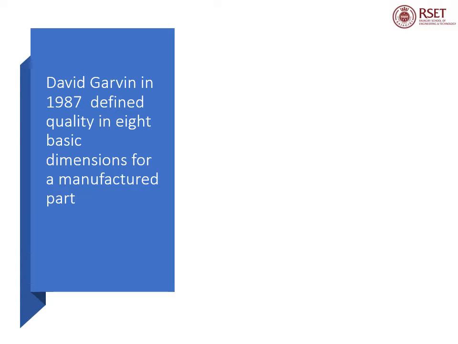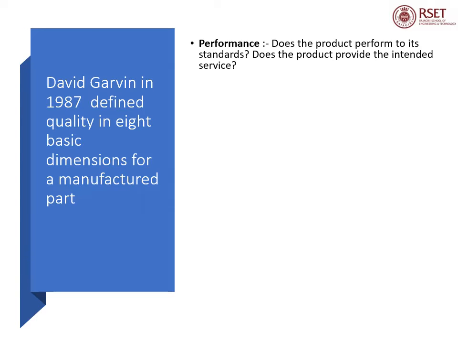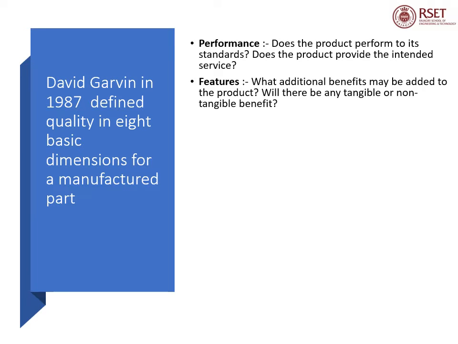David Garvin in 1987 defined quality in 8 basic dimensions for a manufactured part. Let's see what these 8 dimensions mean. First is performance. Does the product perform to its standards? Does the product provide the intended service? Features. What additional benefits may be added to the product? Will there be any tangible or intangible benefit?